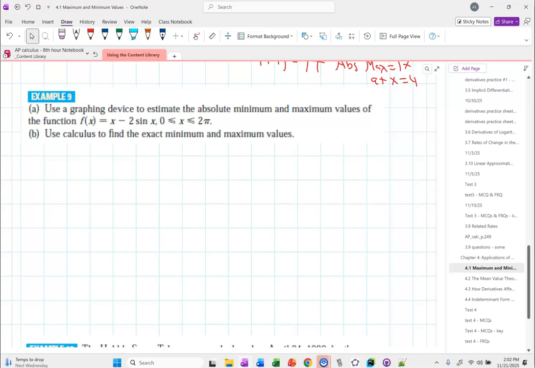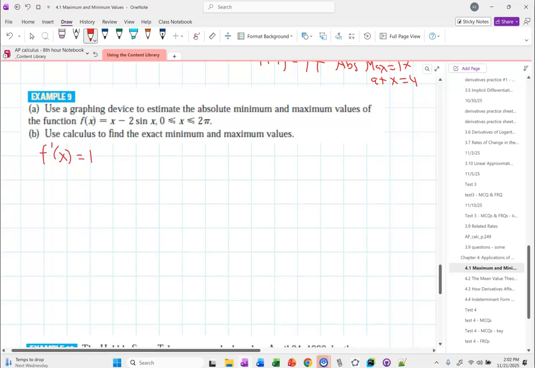What do I need to start with? Critical numbers, right? Okay. What do I need to start with critical numbers? The derivative. What's the derivative of f? Did someone say cosine? You should have. Okay. Then what? Perfect.